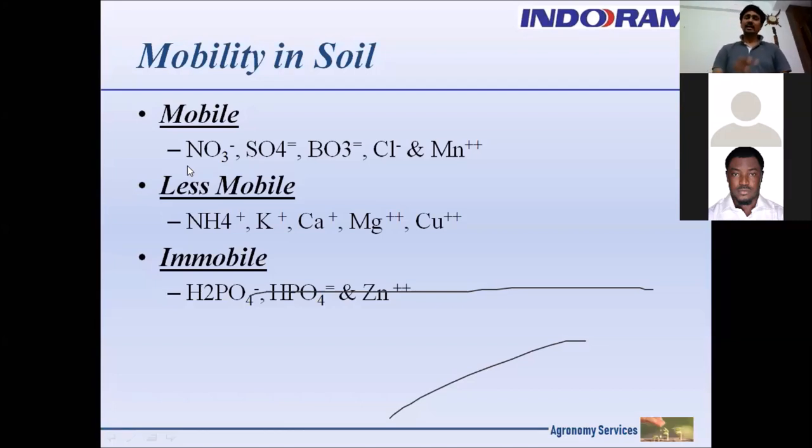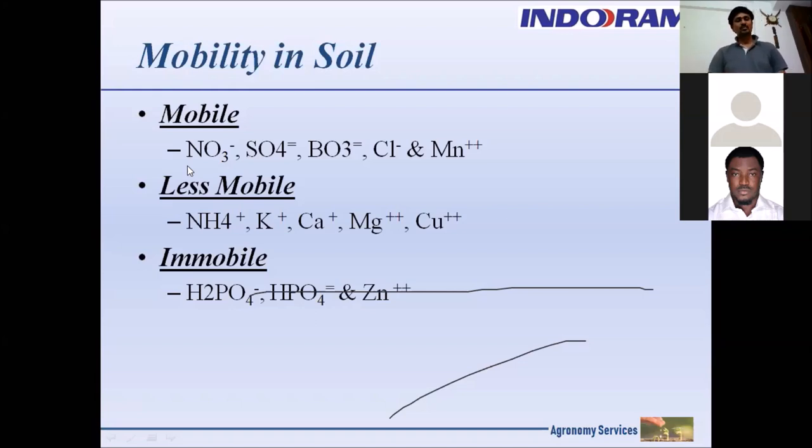And second, for other nutrients like boron, chlorine, manganese and sulfate, we need to know at what stage they are required. Generally what we used to do, we apply them as a basal dose, but we have to understand at which stage of crop growth these essential nutrients are required and try to schedule your fertilizer application accordingly.